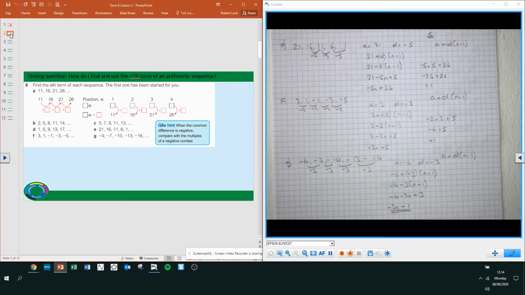Or, if you want the first term, minus 3 times 1 minus 1. 3 times minus 1 is minus 3 minus 1. Minus 3 minus 1 equals minus 4. Minus 4 is the first term.